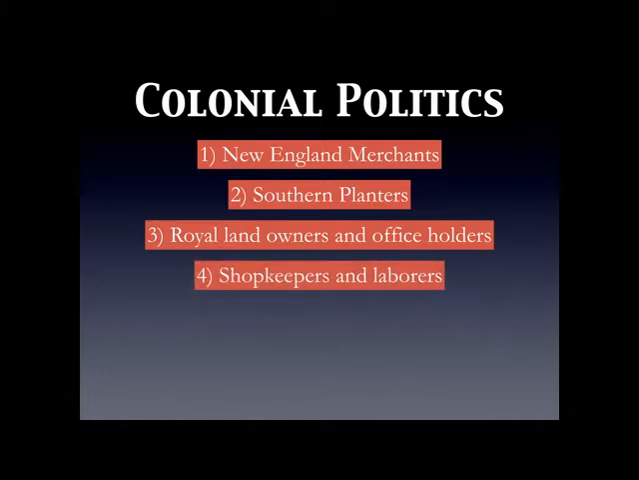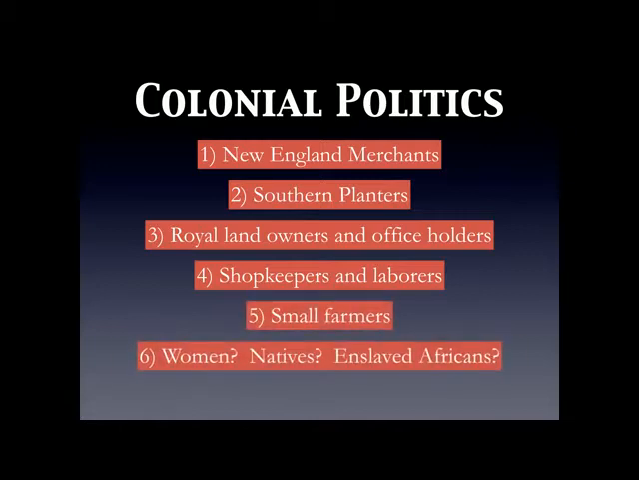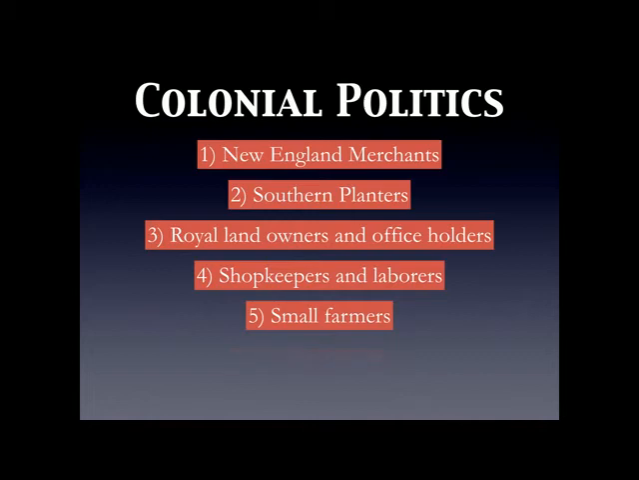Fourth, the shopkeepers, artisans, and laborers. And fifth, small farmers. Before, lastly, women, natives, and enslaved, I can't even say that seriously. Of course, there's almost no representation of these interests in the politics of the time. It's important for us to remember that, though. The policies of the time are only reflecting the interests of those who are allowed political voice, and during this time period, there are many more excluded voices than there were included voices.